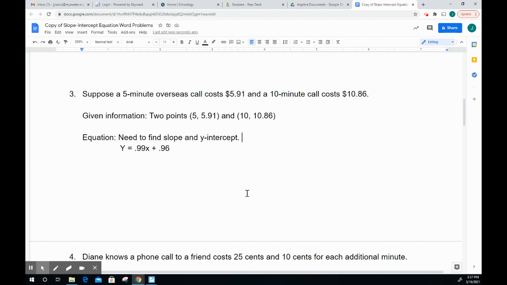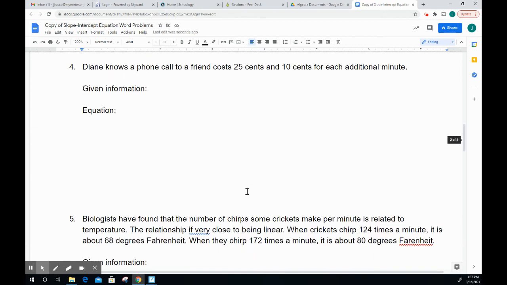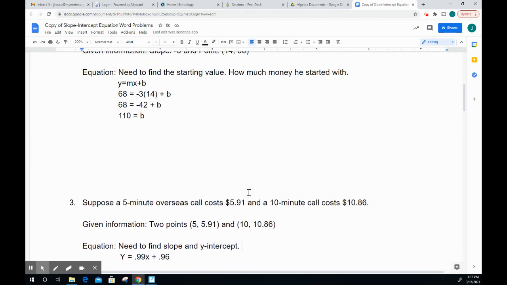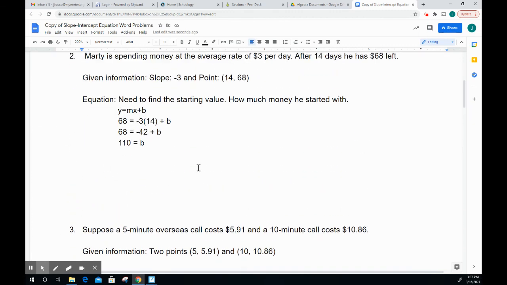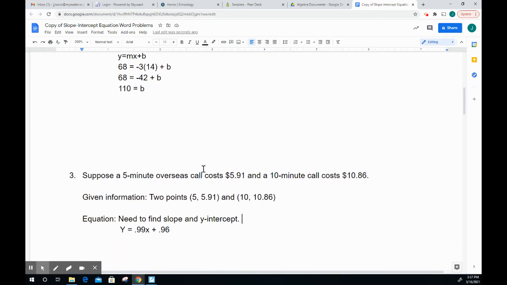All right. Ladies and gentlemen, the rest of these examples all follow this formula or this format. If you are able to find a rate, you have a slope. If you find the starting value, great, you're good to go. If you find some points, you might need to do some math to figure that out.